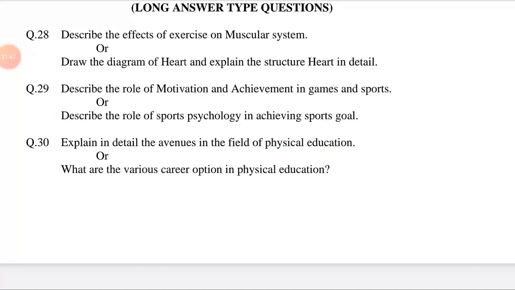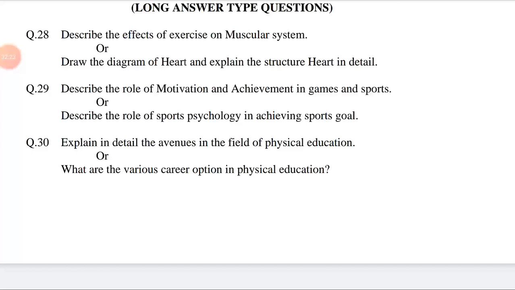1, intelligence improved. Second, aggression of sports persons. Third, motivational force. Fourth, personality developed. Fifth, attention and concentration improved. Sixth, mental ability increased. Or describe the role of sports psychology in achieving sports goal. Extra. Question number 30.